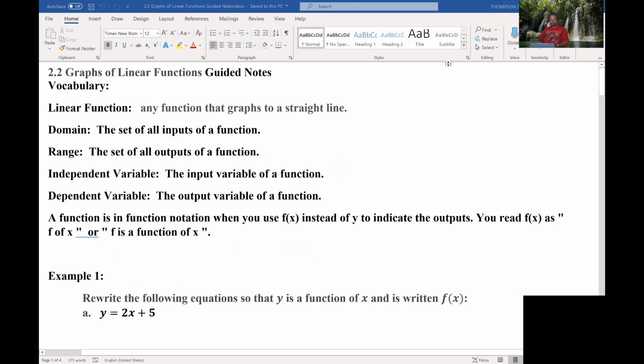The independent variable is the input variable of a function. The dependent variables are the outputs of a function. So domain and independent variable correspond to x values. Range and dependent variables correspond to y values. A function in function notation uses f of x instead of y to indicate the outputs. You read f(x) as f of x, or f is a function of x.